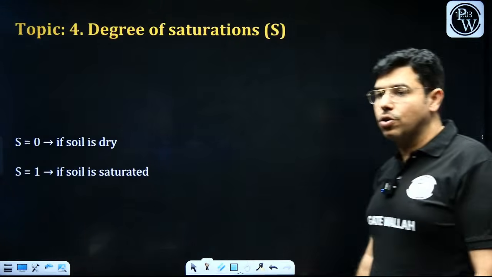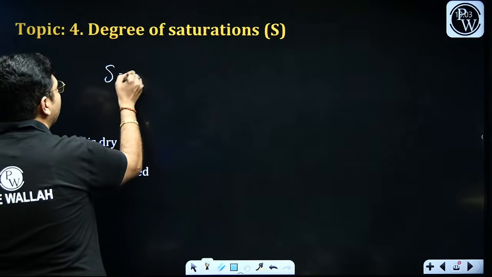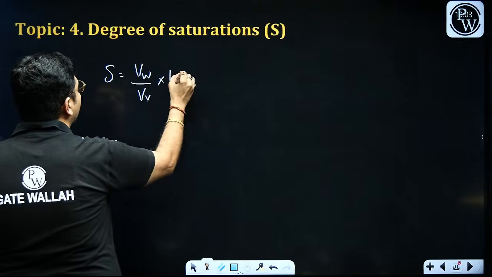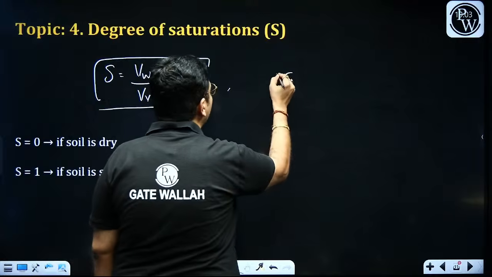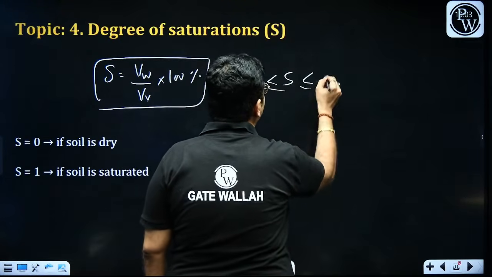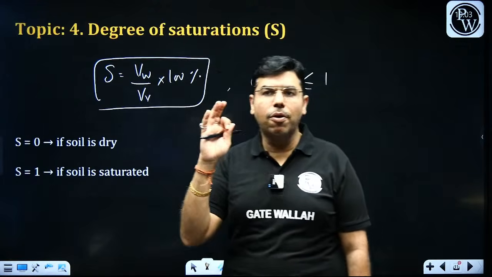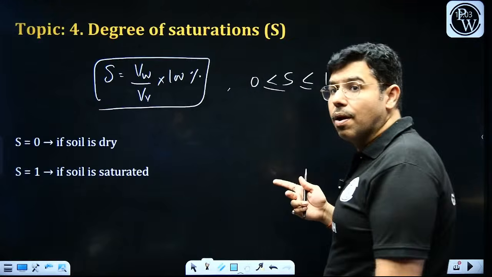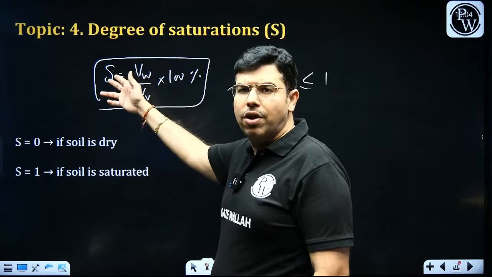Degree of saturation. It tells me how much of the void is occupied by water, that is volume of water to volume of voids into 100. S is generally between 0 to 1. It can be equal to 0, it can be equal to 1. S is 0 when the soil is completely dry, volume of water is 0. S is 1 if the soil is completely saturated, in that case Vv will be equal to Vw only.